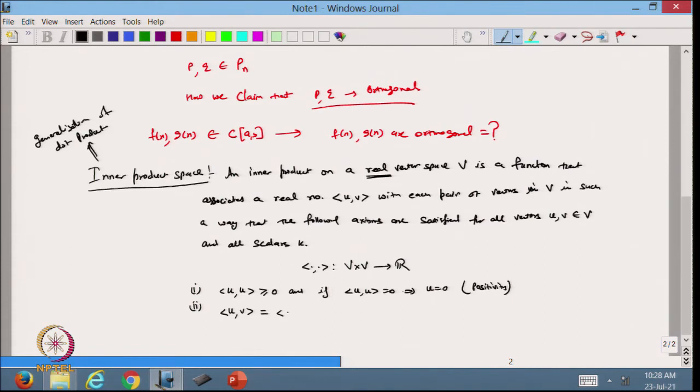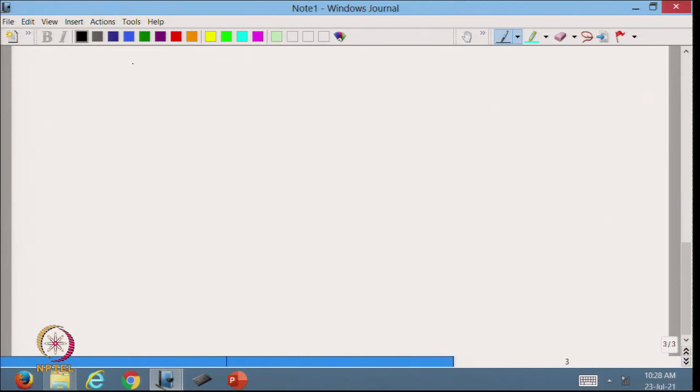The second one is that if I have an inner product of u and v, and if I change this to v and u, then its value should be the same, and this is called the symmetric property. The third one is, suppose u plus v and w is some other vector, then it should be equal to the inner product of u and w plus the inner product of v and w, and this is true for all u, v and w. This is called the additive property.